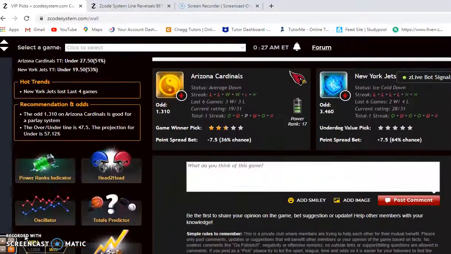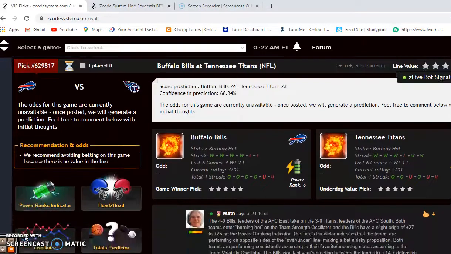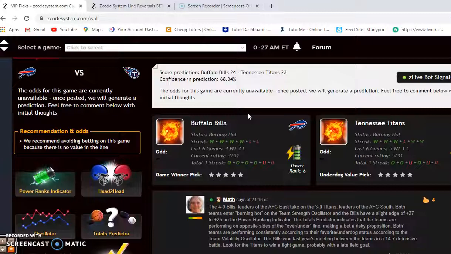Cardinals and the Jets. We're not going to really take a look at that one. The Bills and the Titans. So here's a good one. The Bills are 4-0, leaders of the AFC East. They take on the 3-0 Titans. You notice that both teams are burning hot at the moment. The odds have not yet been posted. But you can see here the score prediction, 24-23, according to the site.